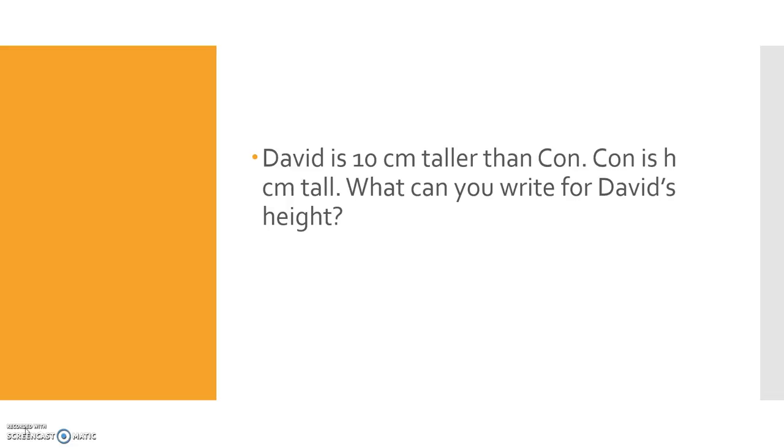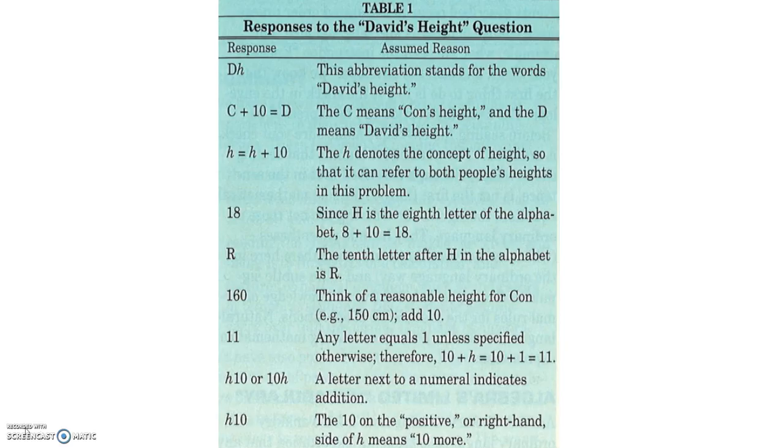And of course, we have a lot of experience with algebraic symbols, so we might write something like this: David's height equals h plus 10. And we understand that h is representing a value for Khan's height, and we would add 10 to that to describe David's height. So when they presented this question to students, they summarized their responses in this table. I would suggest that you pause and take a few minutes to read through the responses and try and make sense of them.